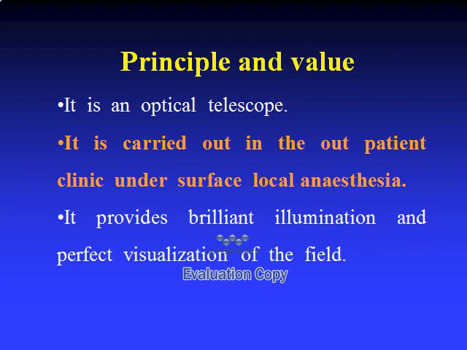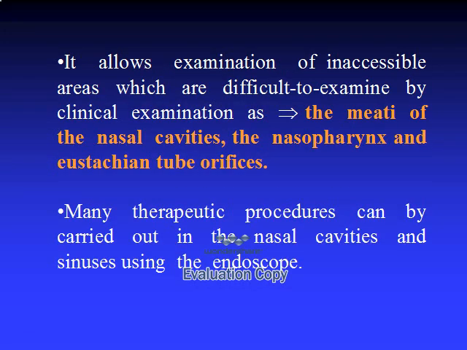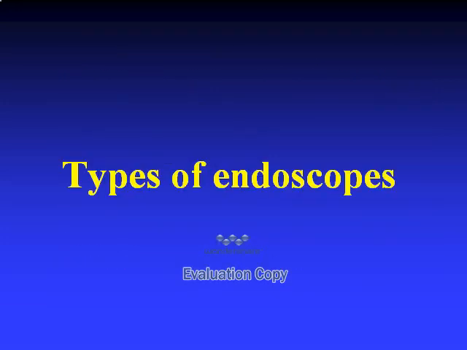surface anesthesia. It provides brilliant illumination and perfect visualization of the nasal cavity. It allows examination of inaccessible areas which are difficult to examine by clinical examination, such as the meatuses of the nasal cavity, inferior, superior, and middle meatus, also the nasopharynx and eustachian tube orifices. Many therapeutic procedures can be carried out in the nasal cavities and sinuses using endoscope.